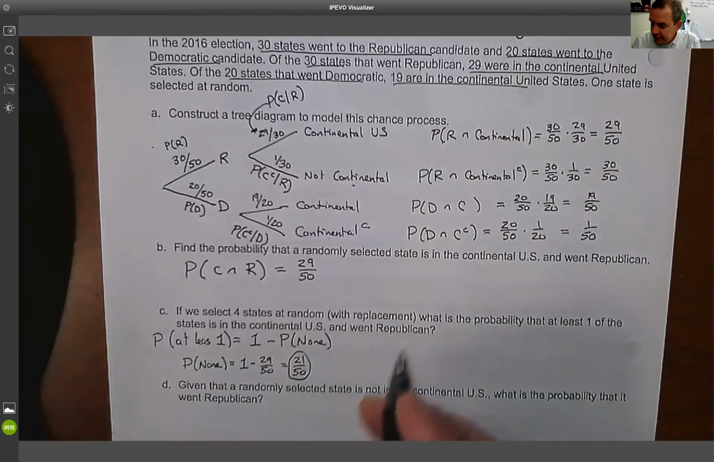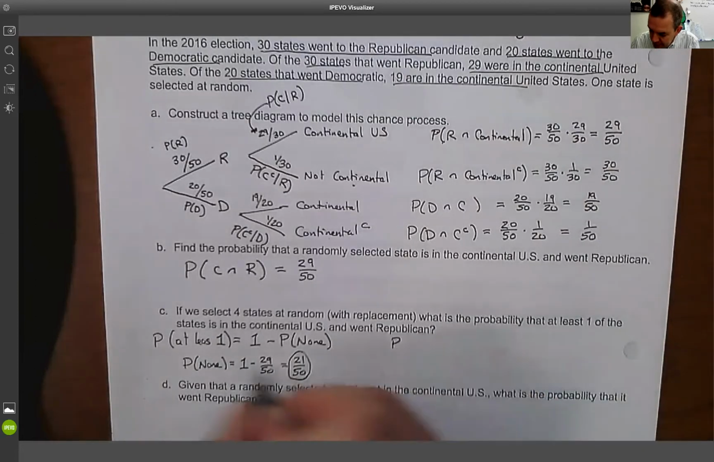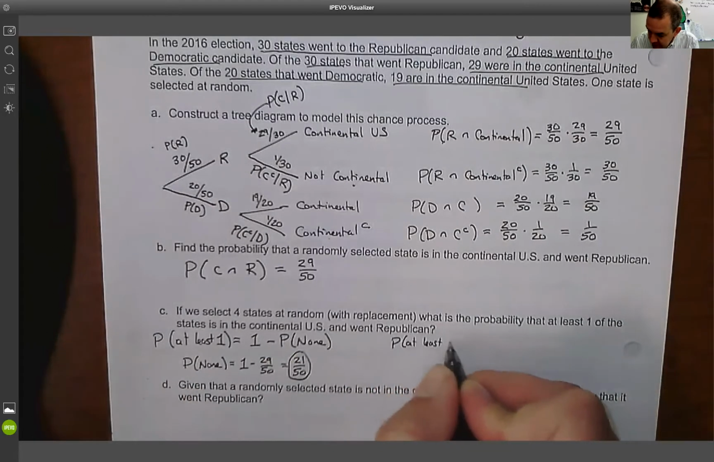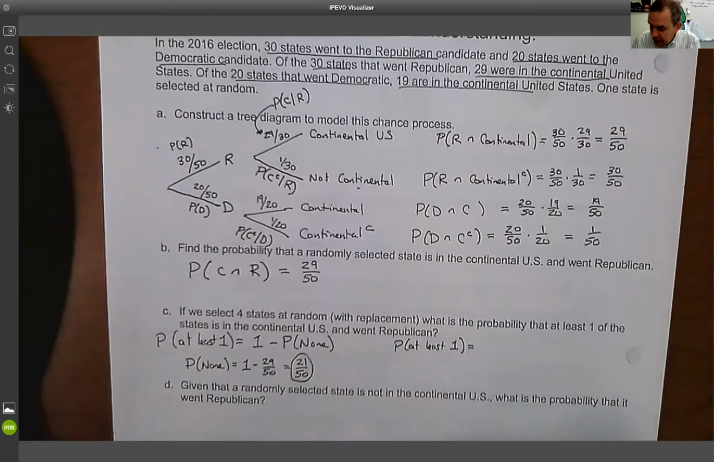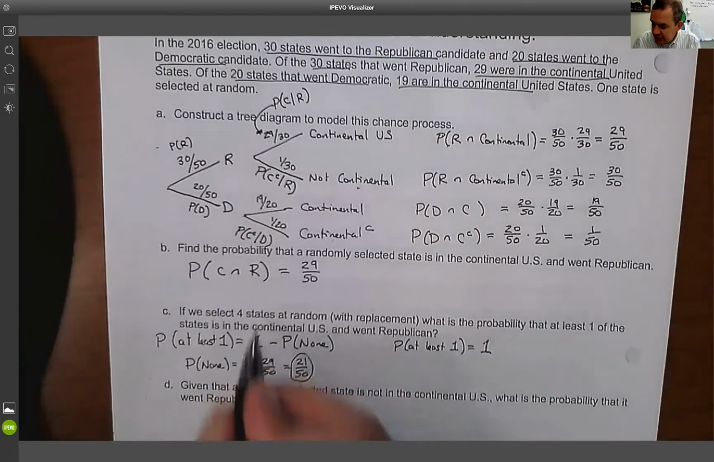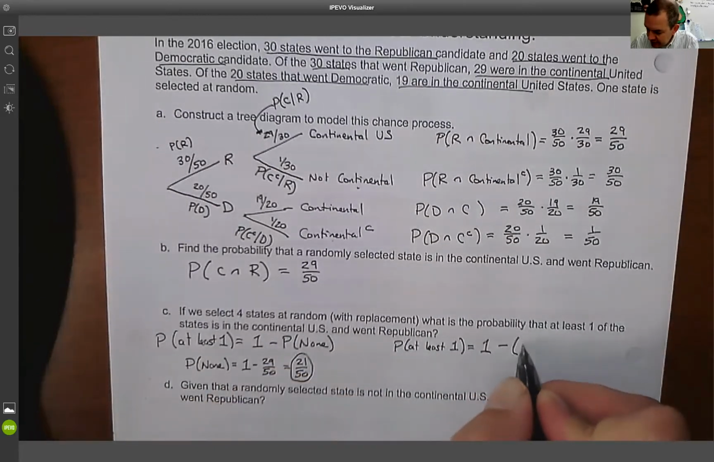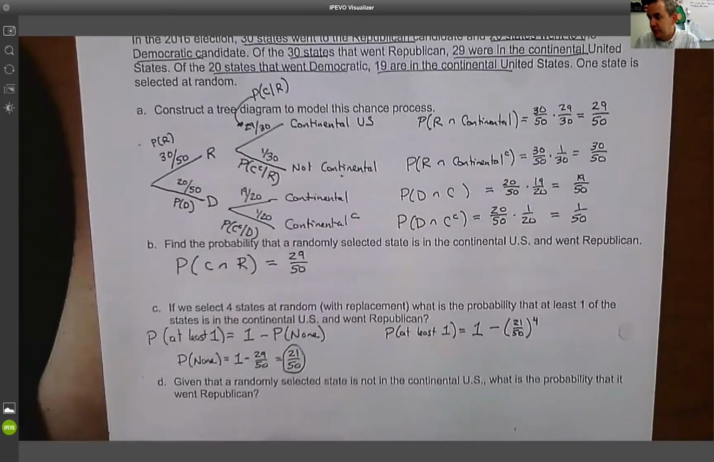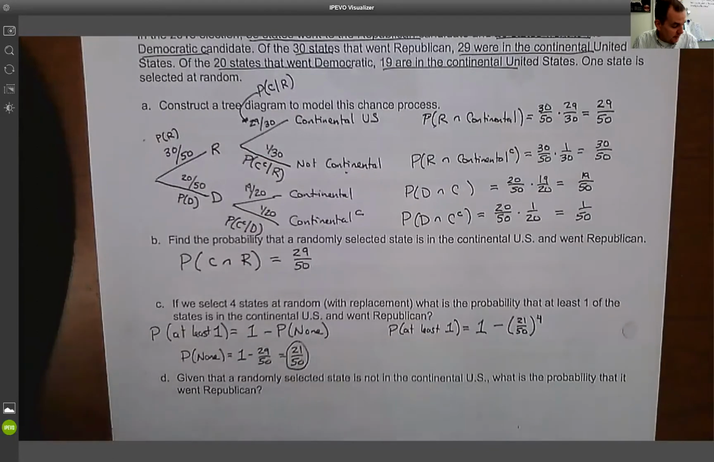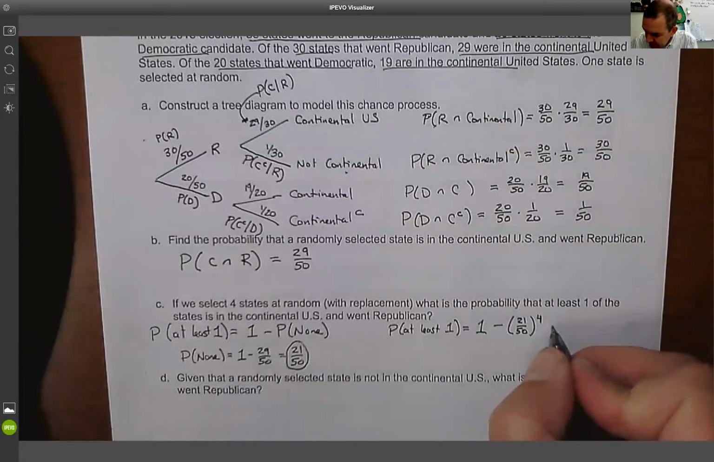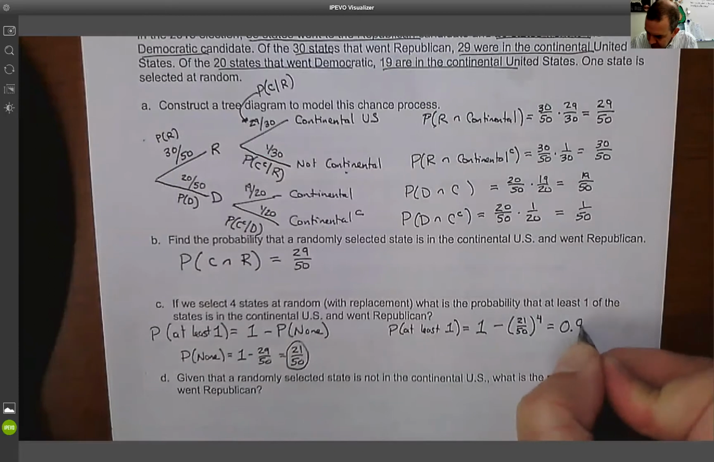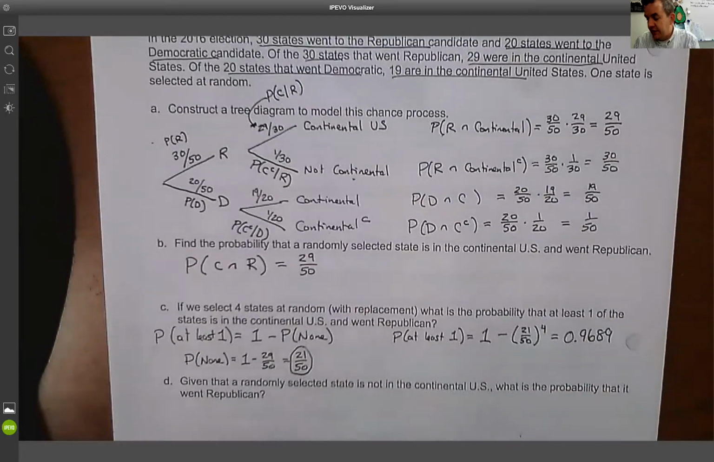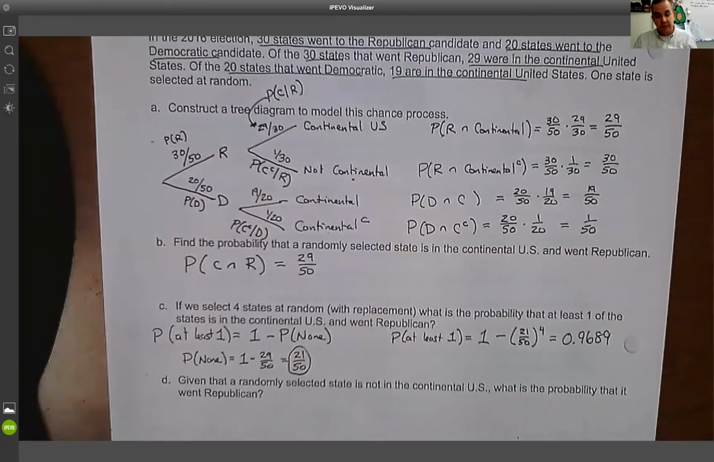So what we need to do is figure out that probability of at least one. We're going to say 1 minus, for 4 states at random, 1 minus that 21 out of 50 to the 4th power. So that's 21 out of 50 times 21 out of 50 times 21 out of 50 times 21 out of 50. And what that comes out to is 0.9689. They're saying there's a little less than a 97% chance that at least one of the 4 people you pick is a Republican.